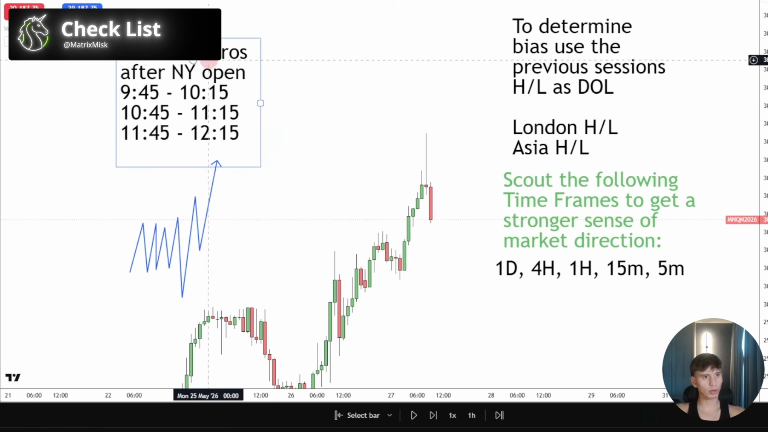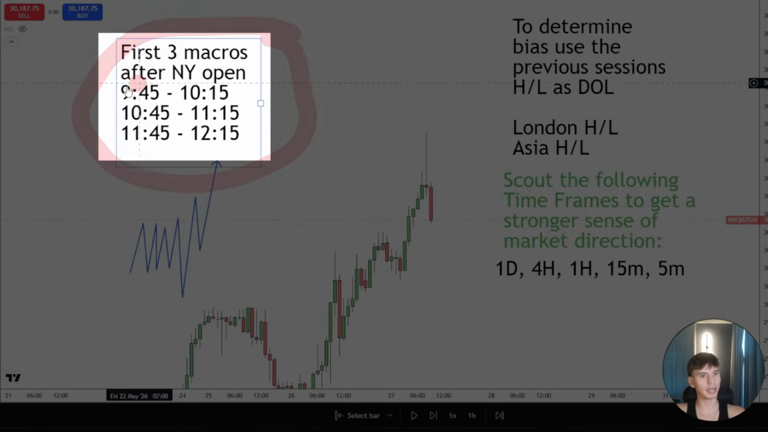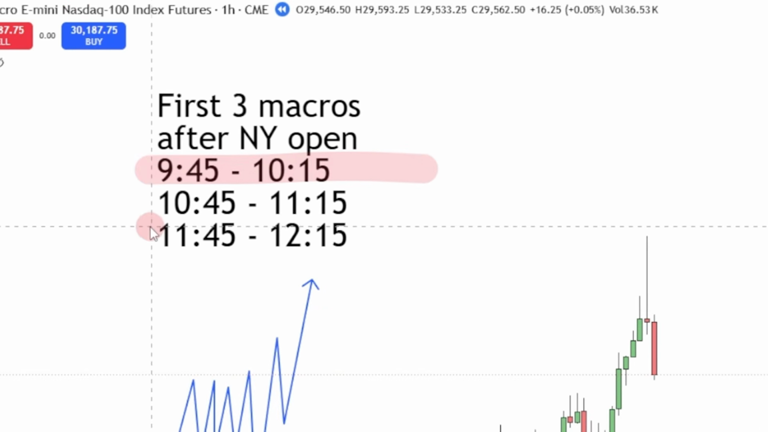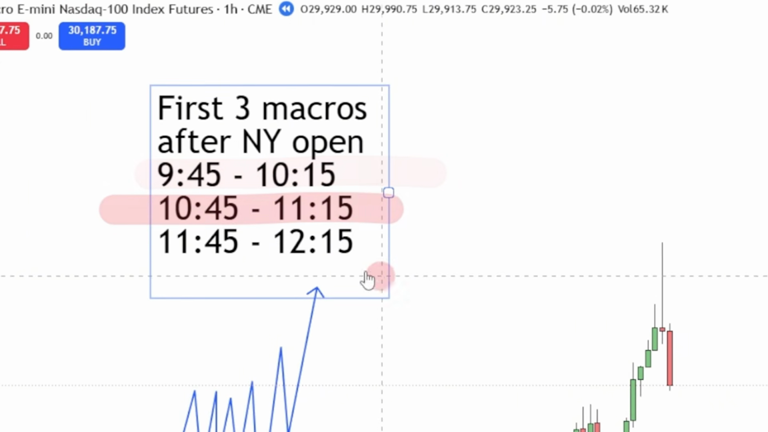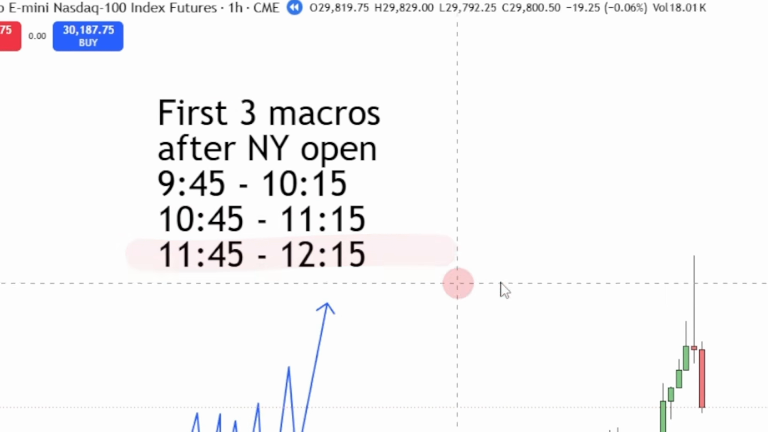So now that you understand what the unicorn pattern looks like, let's go over the full checklist. To use the unicorn properly, make sure you're only using one asset. In this case, I'm trading NASDAQ, and make sure you're also using only one session. In this case, I'm trading the first 3 macros after New York Open. A macro is essentially the last 15 minutes of an hourly candle close and the first 15 minutes of an hourly candle open. So we have 9:45 to 10:15, which is the first macro, the second macro 10:45 to 11:15, and then we have 11:45 to 12:15 as our third macro.